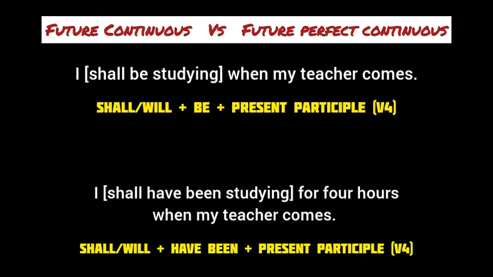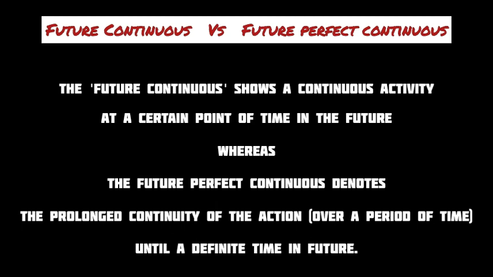Now look at the second sentence. I shall have been studying for 4 hours when my teacher comes. In this sentence, the verb shall have been studying is in future perfect continuous tense. It shows a certain duration of continuous action, that is 4 hours of studying by the time my teacher comes. So it's clear that while future continuous shows the continuity of action at a certain point of time in the future, the future perfect continuous tense denotes a prolonged or long time continuity of the action up until a definite time in the future.